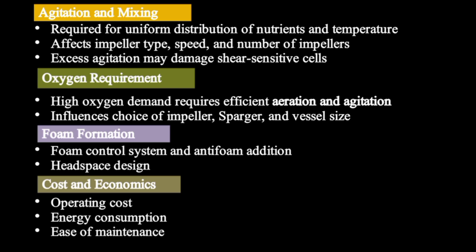Next, agitation and mixing. It is required for uniform distribution of nutrients and temperature. It affects the impeller type, speed and number of impellers used. Excess agitation may damage shear sensitive cells. Oxygen requirement. High oxygen demand requires efficient aeration and agitation. It influences the choice of impeller, sparger and vessel size. Foam formation. The foam control system and anti-foam additions may reduce foam formation. Headspace design. Cost and economics. So operating cost, energy consumption, ease of maintenance. Thank you.